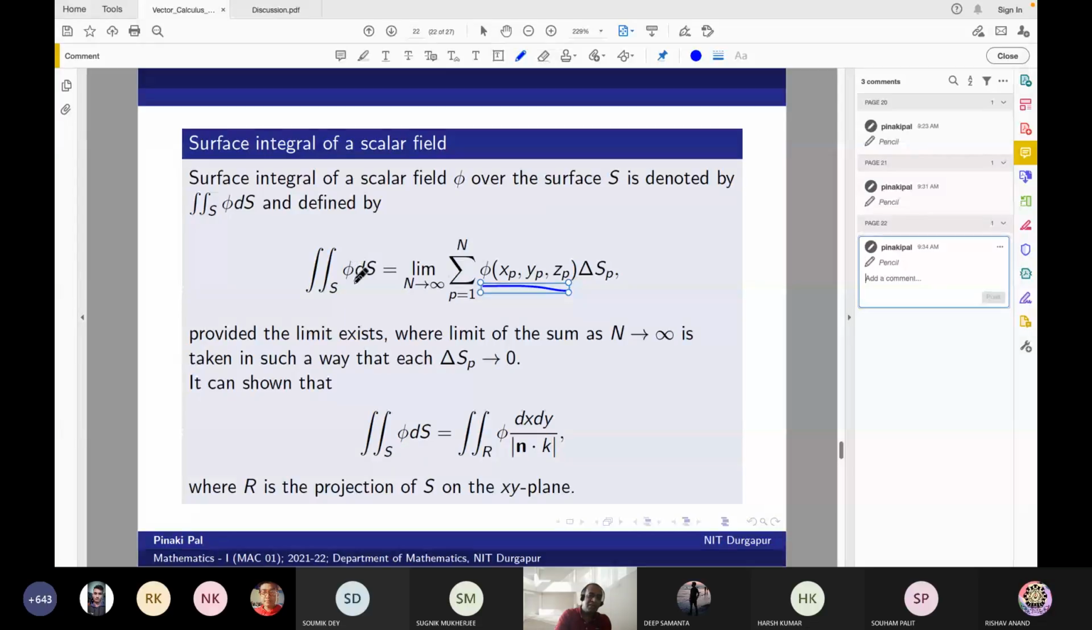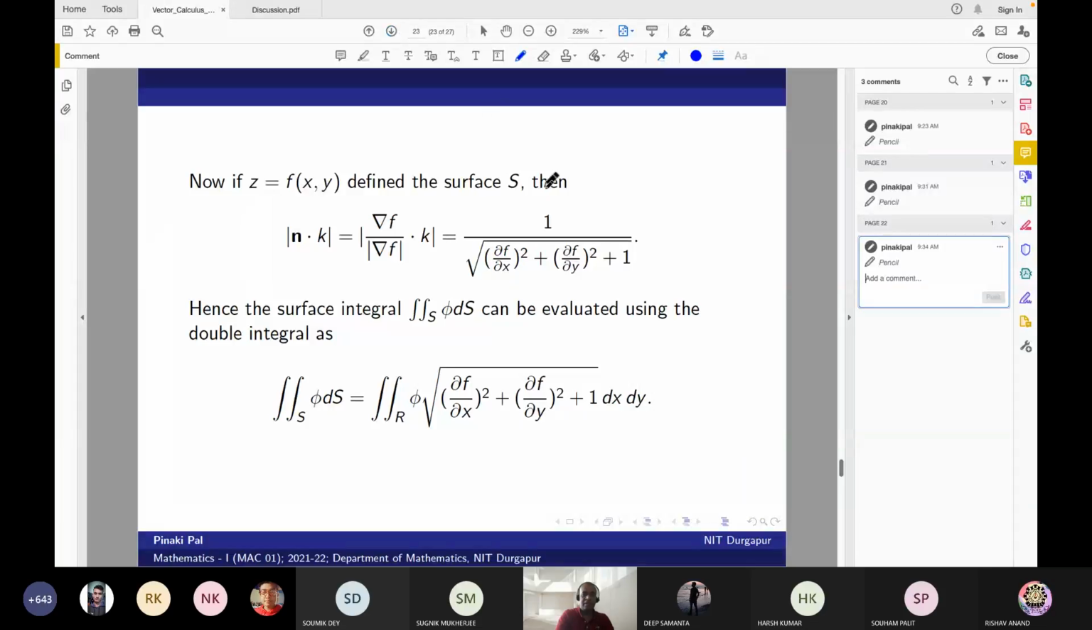So now in particular, if this phi is equal to 1, what will you get? What is the physical significance? You will get the area of the surface. Very good. In that case, phi equal to 1 means you look at the sum of the elementary areas, so you will get the area of the surface. Using this surface integral, sometimes we evaluate the area of complicated surfaces.